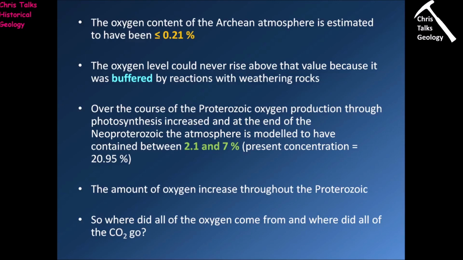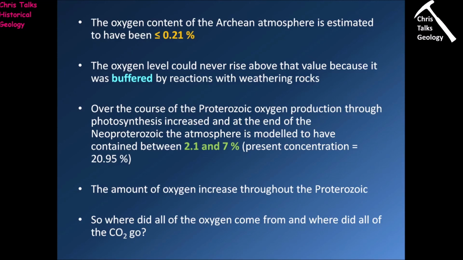So the oxygen content of the Archean atmosphere would have been about 0.21%. Remember, the current level of oxygen in the atmosphere is 21%, so the amount of oxygen was extremely low. As we discussed, this level couldn't really get any higher because the oxygen was being taken out almost as soon as it was created. This is a process called buffering. Essentially, it helps to maintain equilibrium. New oxygen can't build up because the second it's produced, it's also removed.